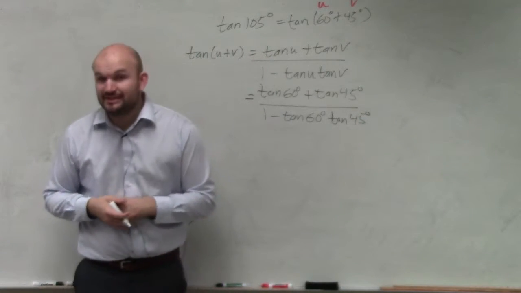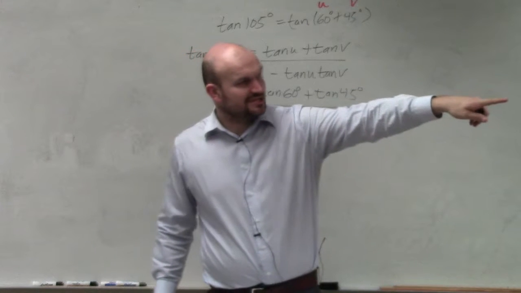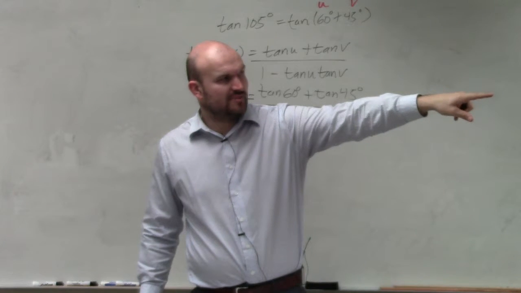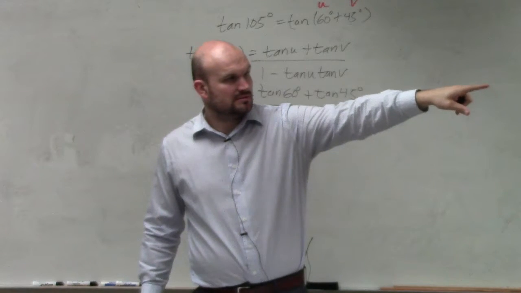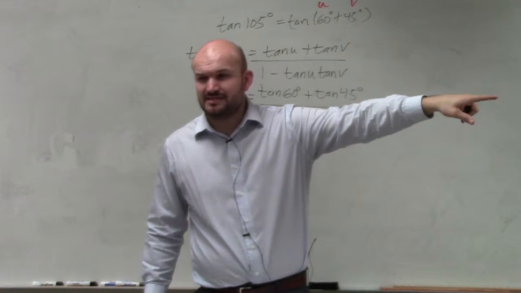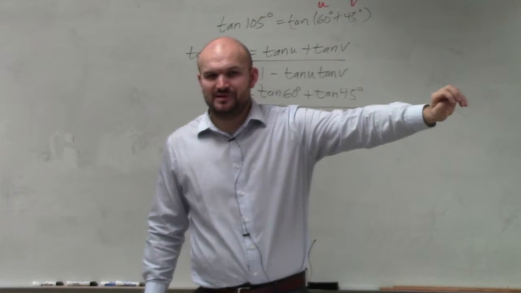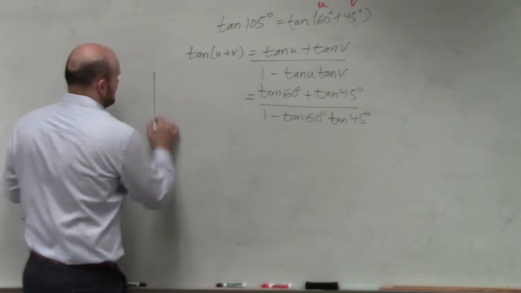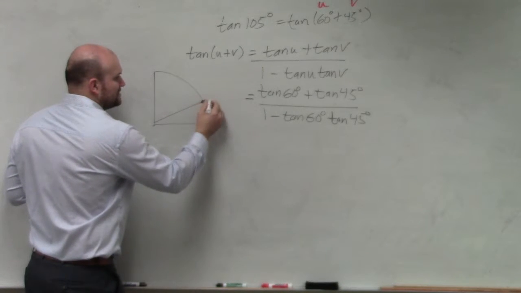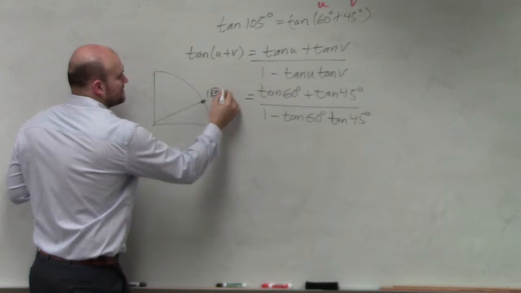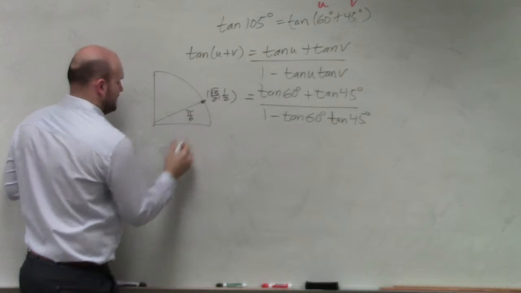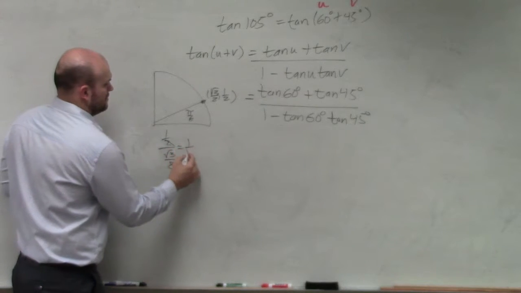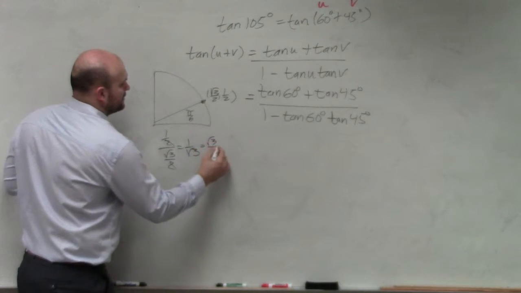OK. Now we need to evaluate. Now, if you guys remember, what did we say the tangent of pi over 3 was? Square root of 3. Does anybody remember what pi over 6 then is going to be? Square root of 3 over 3. And if you don't remember, you can always just say, oh, OK, well, here is pi over 6. And if I do y over x, rationalize the denominator, square root of 3 over 3.